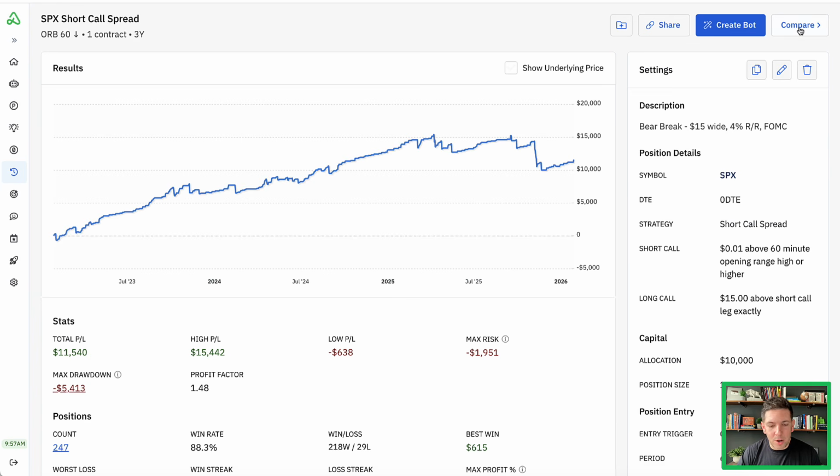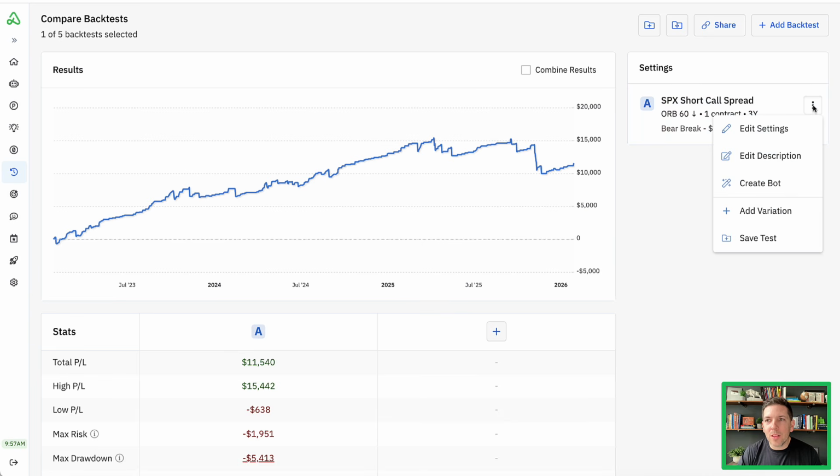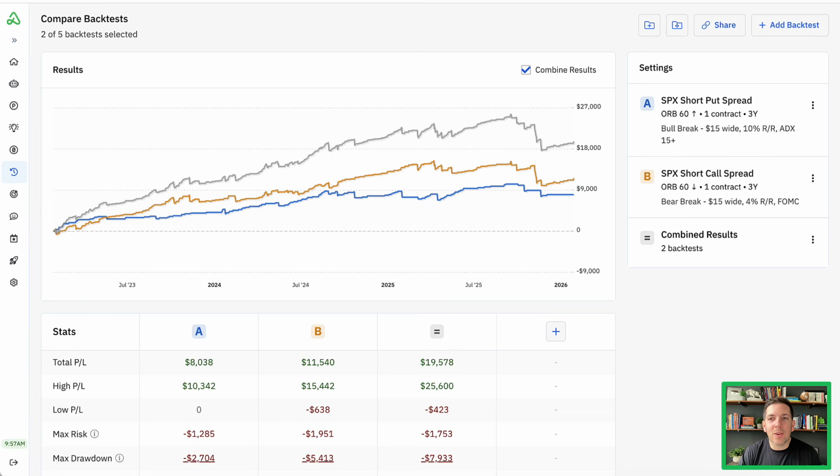And then from here, you're going to click on the compare button up in the top right-hand corner. And after you do that, then you're going to click the 3 little dots, and then you're going to click add variation. And this is how you can quickly spin up new versions of the bot and add and tweak different variations. So I'm not going to do that here because I already did that.